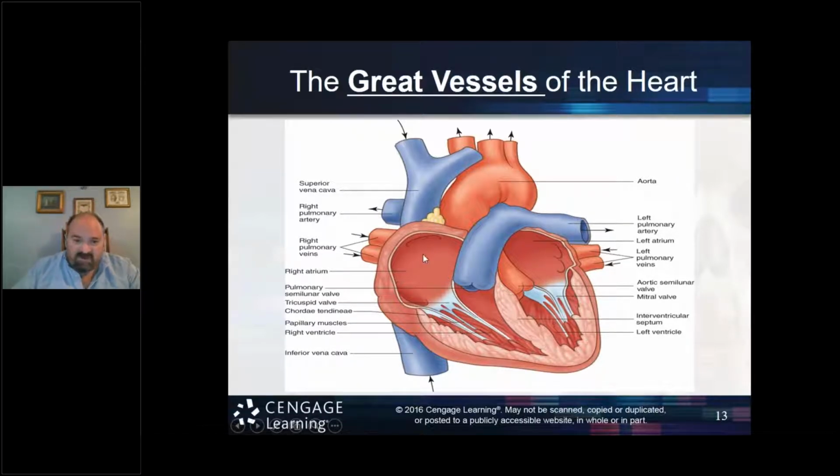Okay? You're not seeing here in the atria the pectinate muscle, but you are seeing some papillary muscle here in the ventricles. Papillary muscles anchor the chordae tendineae of the tricuspid and bicuspid, aka mitral, valves. And then you're seeing some of the trabeculae carneae present here also in the ventricles.